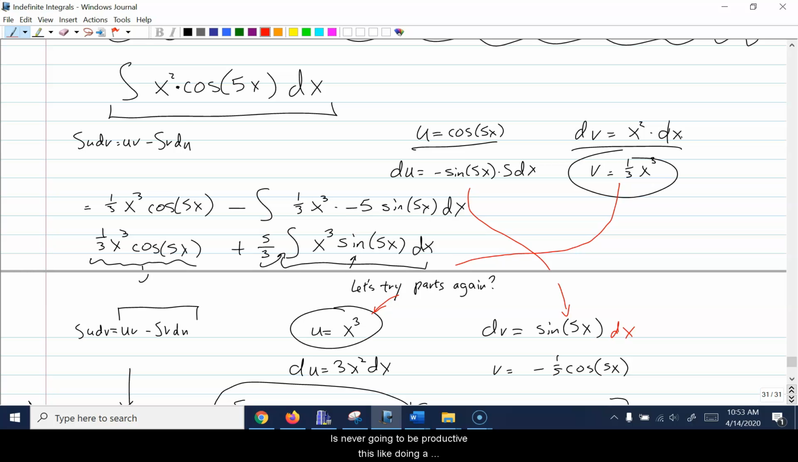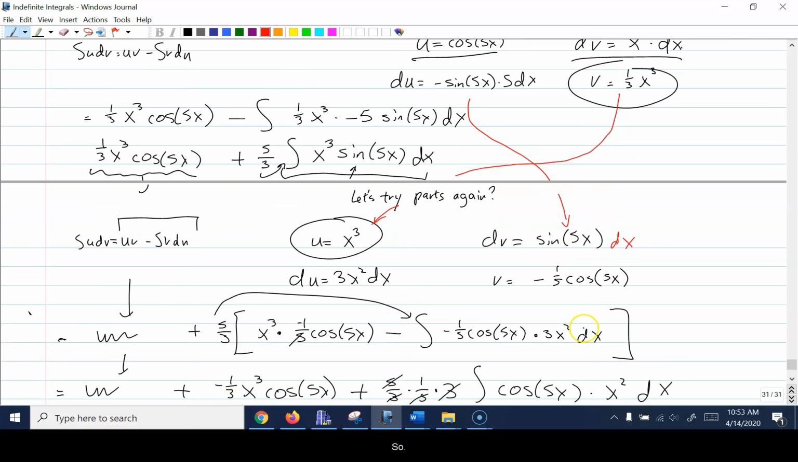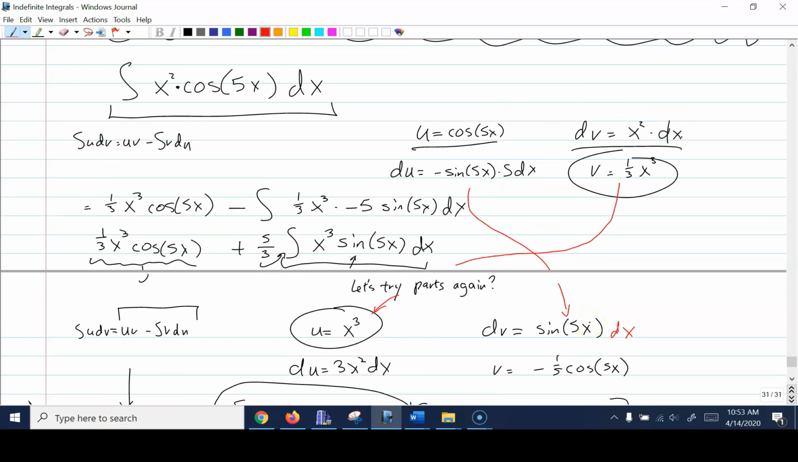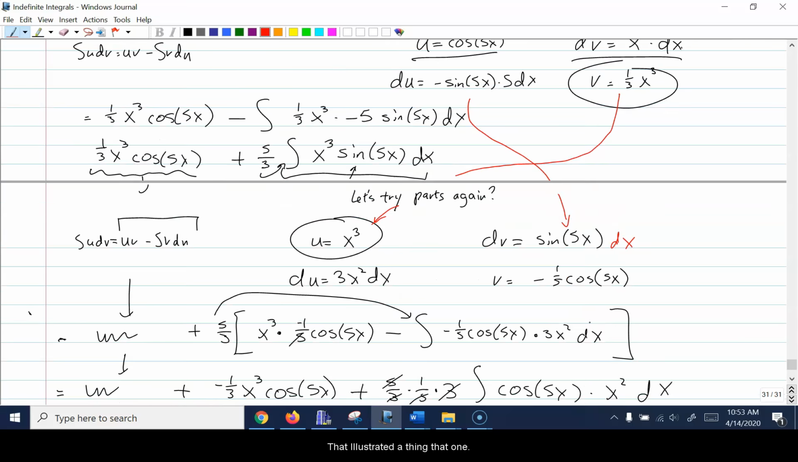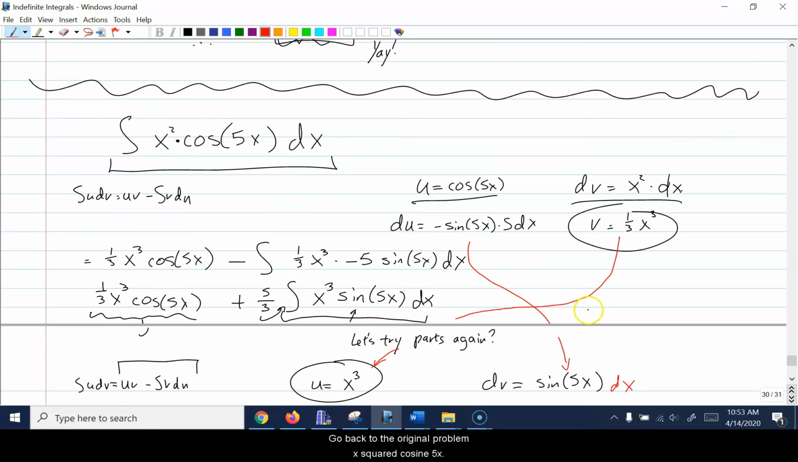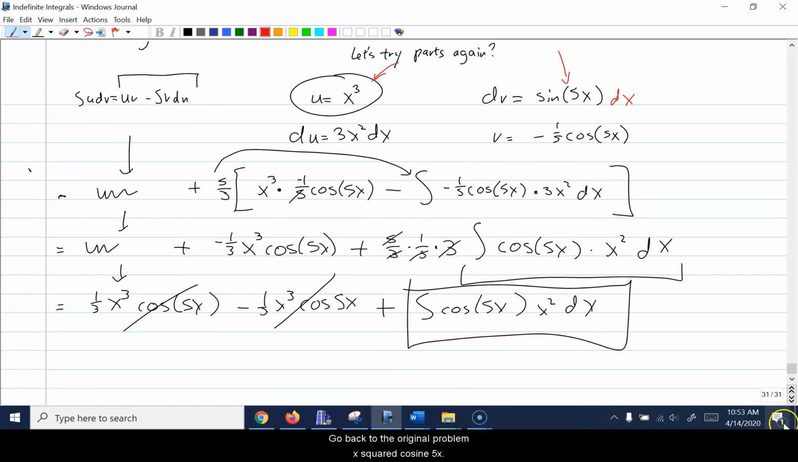It's like doing a substitution with u equals x. It's a trap you need to look out for. So, that illustrated a thing that went wrong. Let's go back to the original problem. x squared cosine 5x.